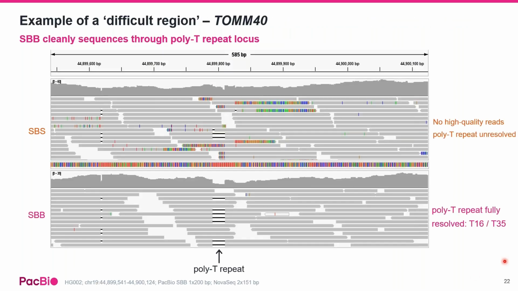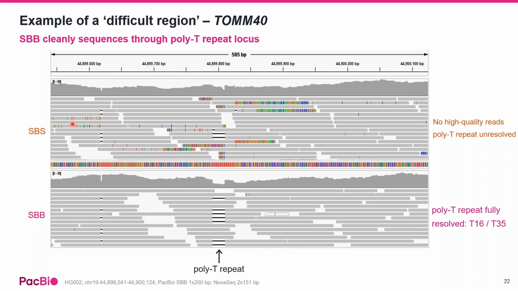So here's a clinically relevant example of SBB's ability to resolve homopolymers. The TOMM40 locus shown here is a challenging region to sequence due to the presence of poly-T repeats, as you can see here, from anywhere between 19 base pairs to greater than 30 base pairs, depending on the individual. It's been shown that longer repeats are associated with late onset Alzheimer's disease, hence a potential biomarker to accurately quantify the repeat lengths.